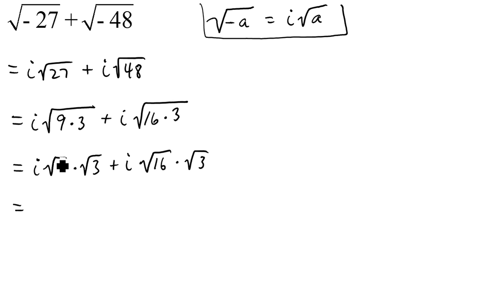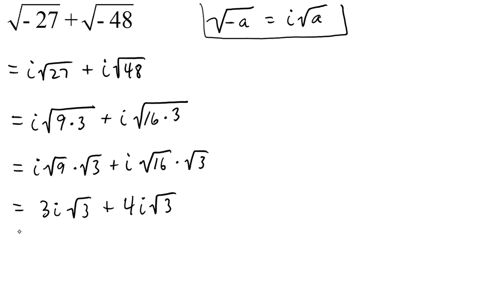So the square root of 9, that's 3. So I have i times 3, or 3i square root of 3, plus the square root of 16 here, that's 4. So I have i times 4, or 4i times the square root of 3.